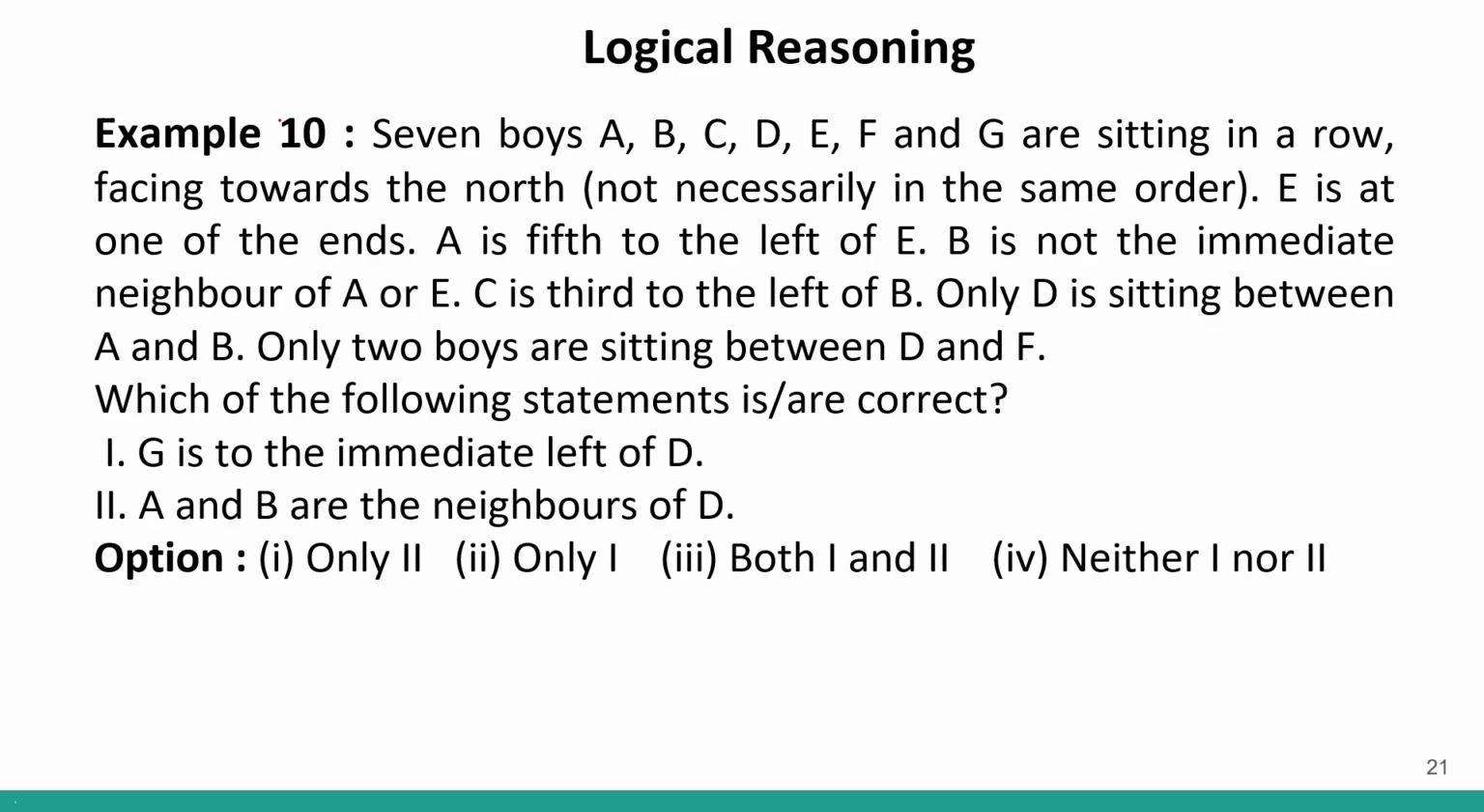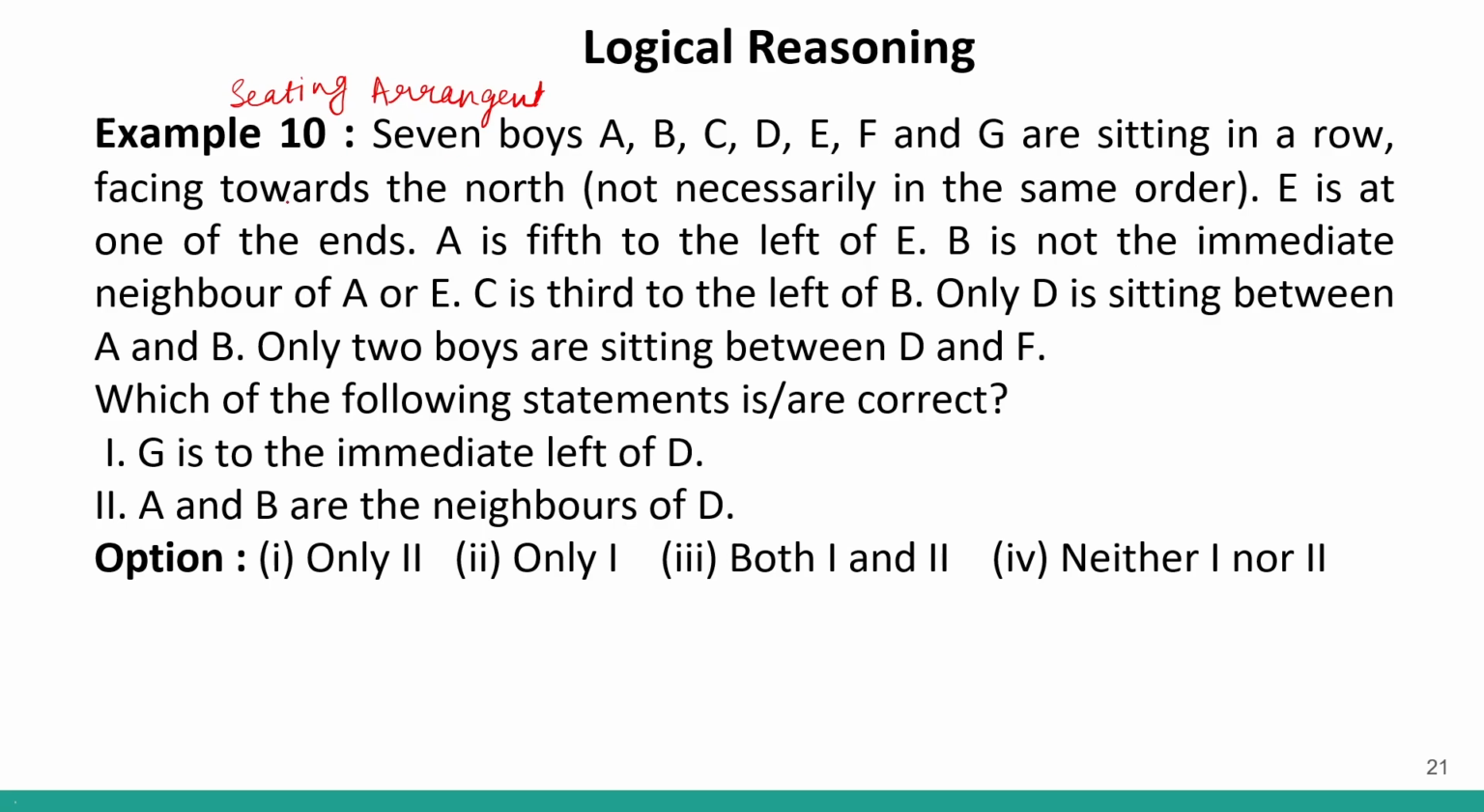Clear? Now, example 10. This is a question on seating arrangement. Seating arrangement, I told you, can be of 4 types. First, linear seating arrangement. That means everybody is sitting in a row. Second, circular seating arrangement. Everybody is sitting around a table, circular table. Then your square or rectangle seating arrangement, and then parallel rows. These are the most 4 type of seating arrangement questions that you can get in your competitive exams.